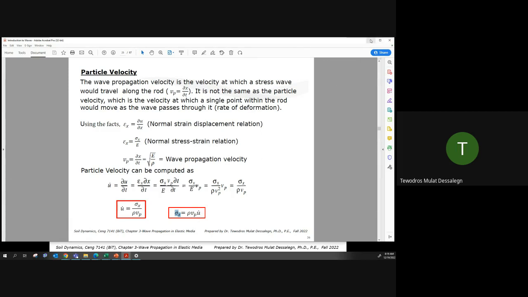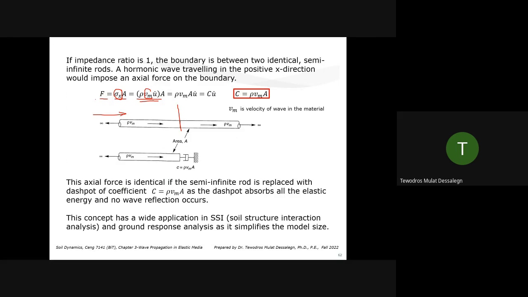If you replace that, now we have density times Vm. Vm is Vp or Vs, it doesn't matter. Times the area, the cross-sectional area of the bar, times the particle velocity. And if you represent this as C, now the force is C times the particle velocity, proportional to particle velocity.